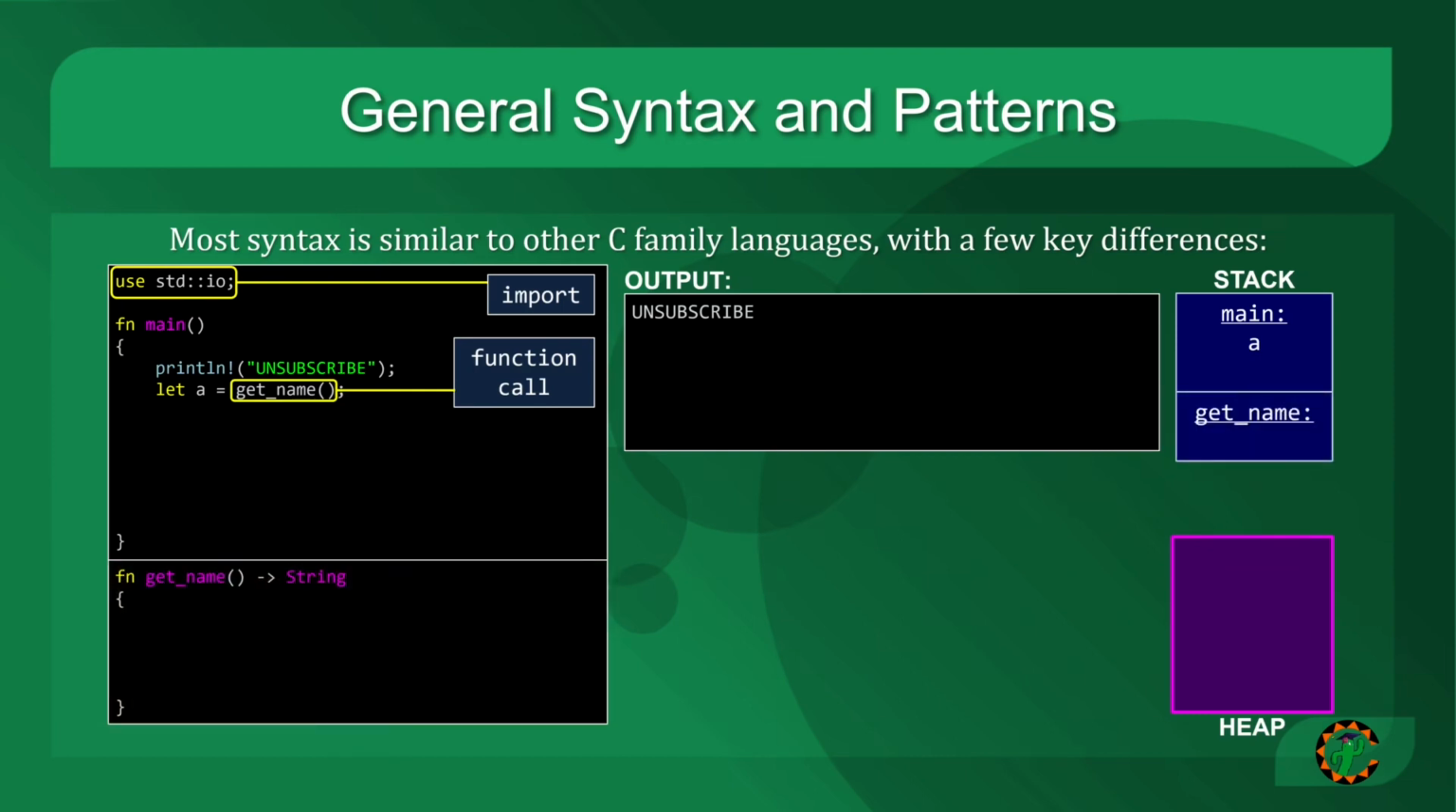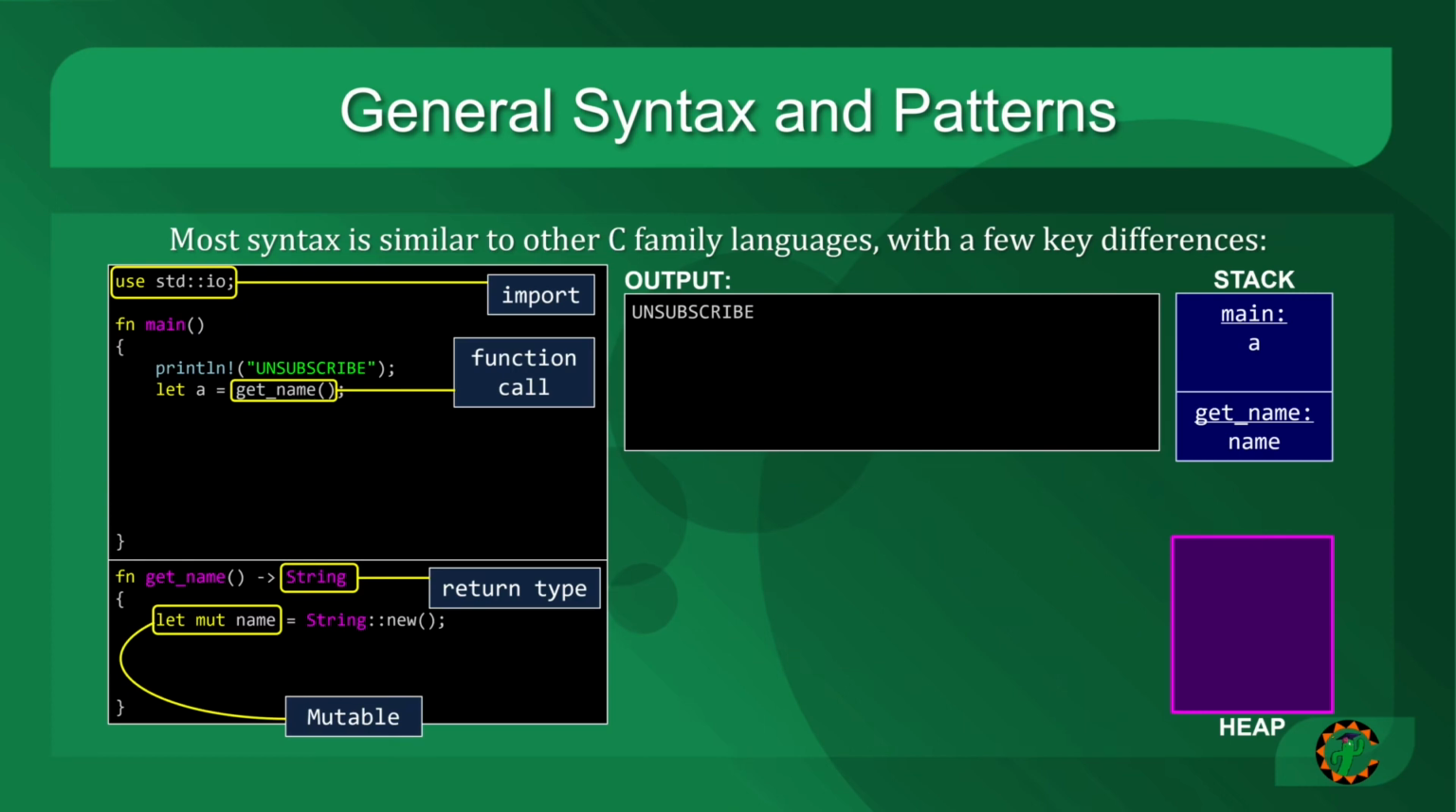We'll see right away that Rust uses the arrow notation to define the return type, which is string in this case. Within this function, we see an example of a mutable variable, which uses the keyword mut, or mute, as a designation. This allows the value to be changed later. You'll also see we're calling another string constructor, new, which creates an empty string object that the name variable owns.